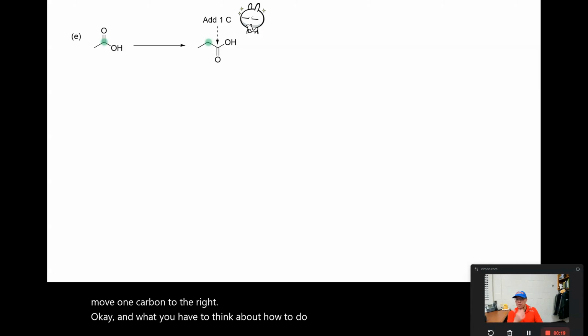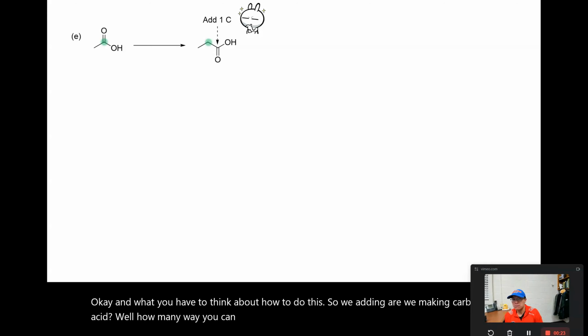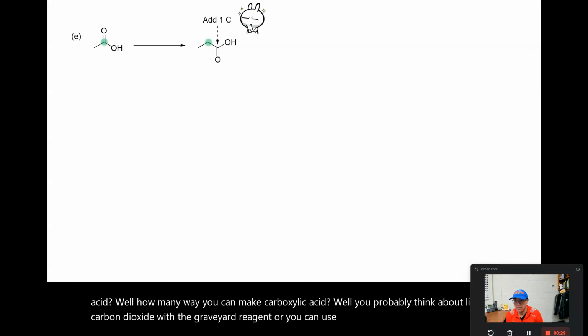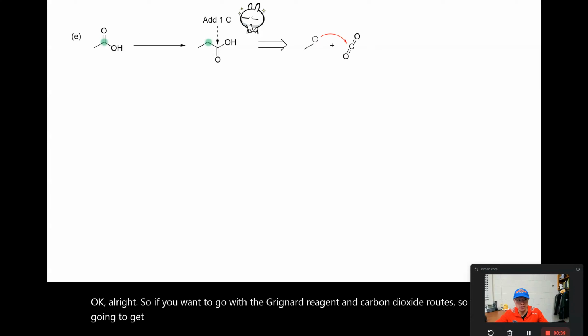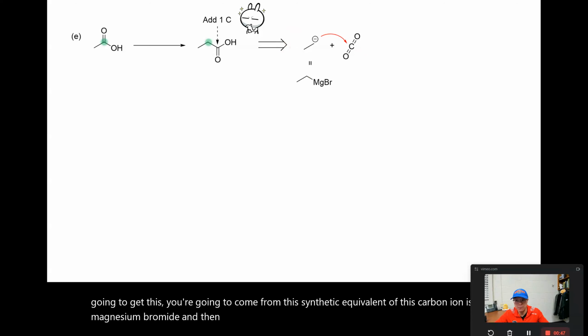So we're making a carboxylic acid. How many ways can you make a carboxylic acid? You probably think about carbon dioxide with a Grignard reagent, or you can use a cyanyl group, sodium cyanide. Okay, do retrosynthesis. If you want to go with the Grignard reagent and carbon dioxide route, you're going to get this, coming from this. The synthetic equivalent of this carbanion is ethyl magnesium bromide, and then react with carbon dioxide.